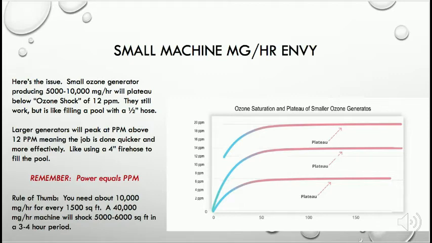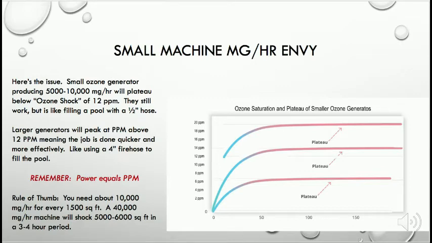Large generators will peak at ppms above 12 parts per million, so that's the important thing to know. And power equals parts per million. Now, a 5,000 milligram machine, which is a 5-gram machine, that's the volume of ozone that they put out. When it's introduced into the room, we then consider the rooms as we define it by parts per million. As a rule of thumb, you need about 10,000 milligrams for every 1,500 square feet you intend to treat.